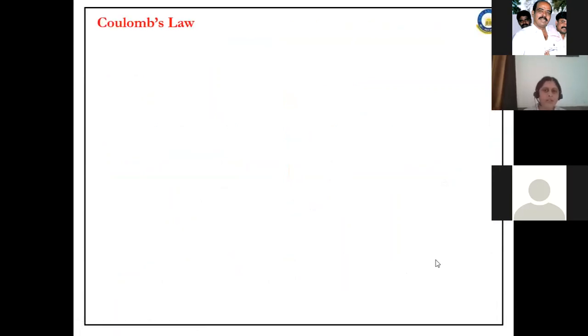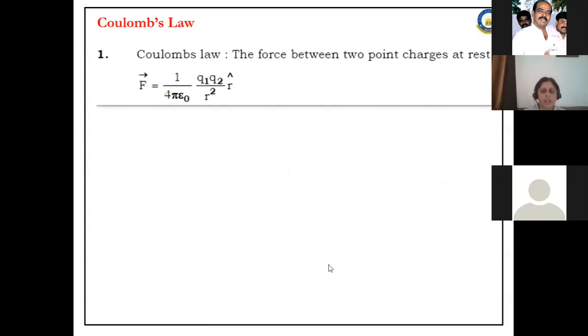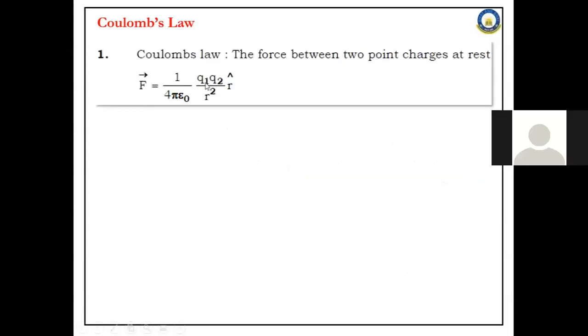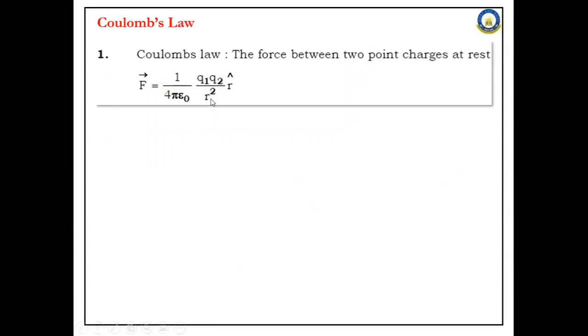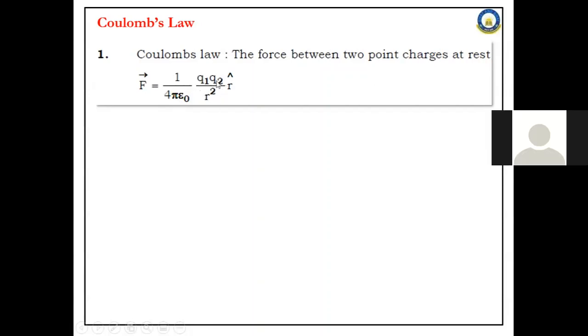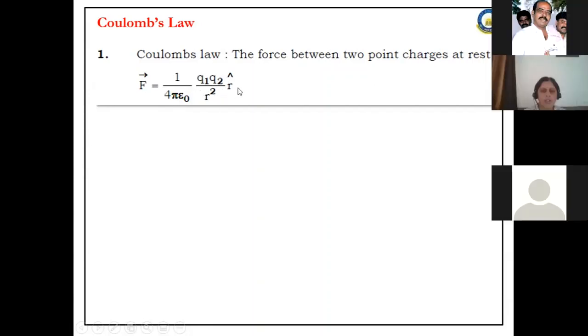Now coming to the explanation. Coulomb's law. As I told already, if the 2 charges Q1 and Q2 are separated by a distance r, then the force of attraction or repulsion between them is directly proportional to the product of the charges, and it is inversely proportional to the square of the distance. This is known as inverse square law. So F is equal to, the proportionality symbol is removed by introducing the constant, 1 by 4 pi epsilon naught, Q1 Q2 by r square into r cap. This r cap gives the unit vector which gives the direction of this vector.